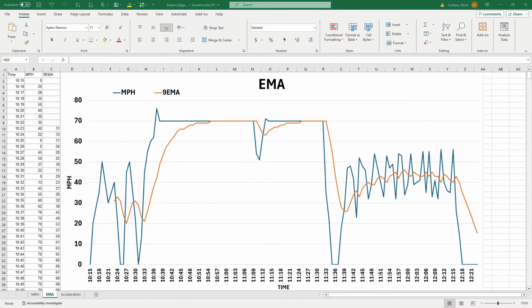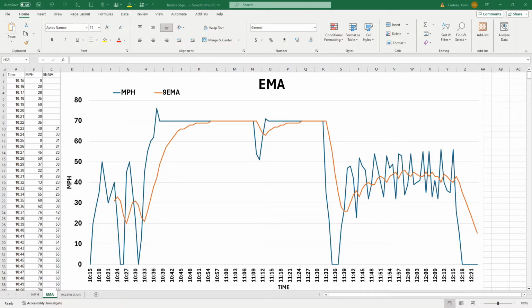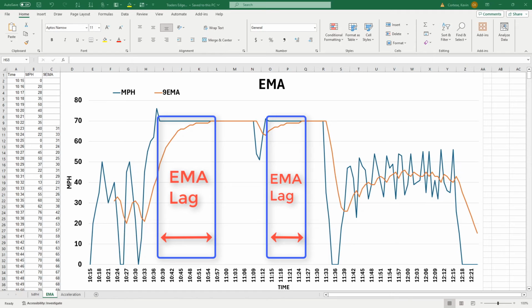Putting a moving average on the chart is kind of useless. At the beginning and the end, speed is either way above or way below the average. And of course, a moving average does lag behind. Here we set our cruise control to 70 miles per hour, but the EMA didn't catch up until much later.